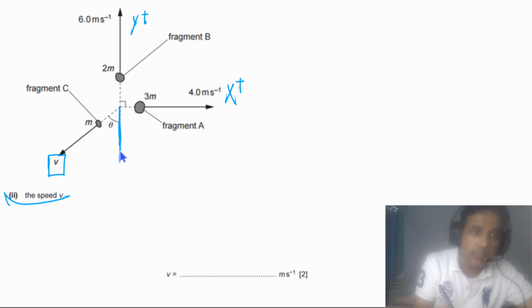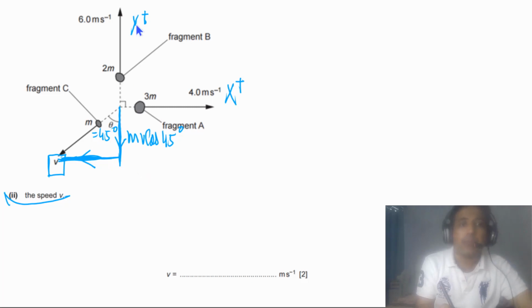So we have this component of momentum that is downwards, and we have another component of momentum that is to the left. So this is mv cosine of 45 degrees, because this angle we have just calculated is equal to 45 degrees. Now we can use conservation of momentum along y. You can also use along x, the result is the same.